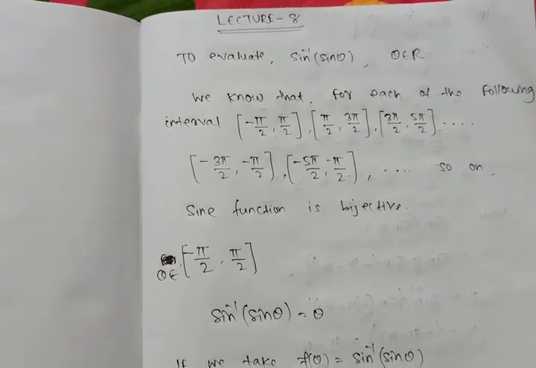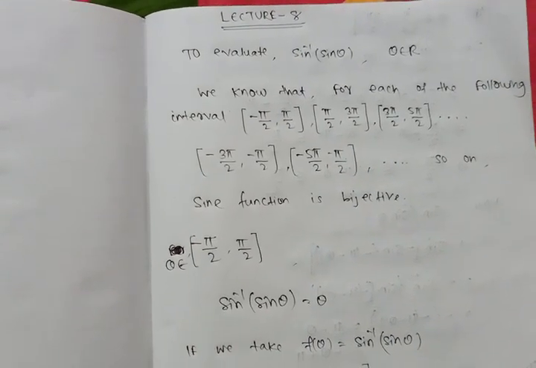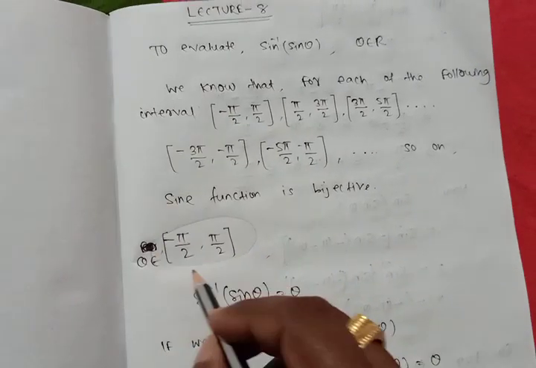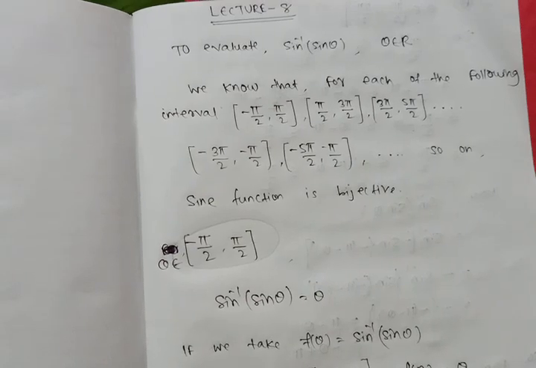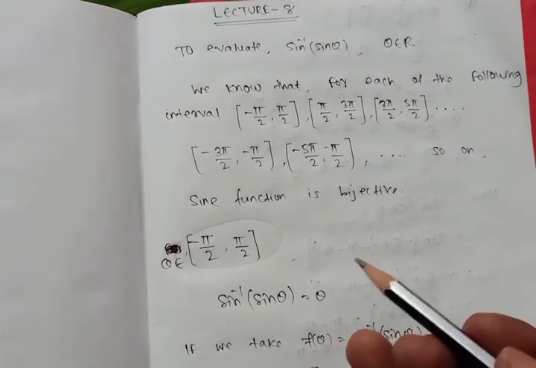As you know, in the principal value branch of sine inverse, that is minus pi by 2 to pi by 2, sine inverse of sine theta is always equal to theta. But today we discuss what happens if that theta belongs to somewhere else.